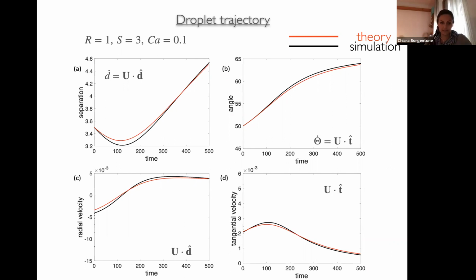In black is our simulation, and in red is the theory. You can see that there was really good agreement for all these quantities: the separation, the radial velocity, the tangential velocity, and also the angle between the electric field and the drops.